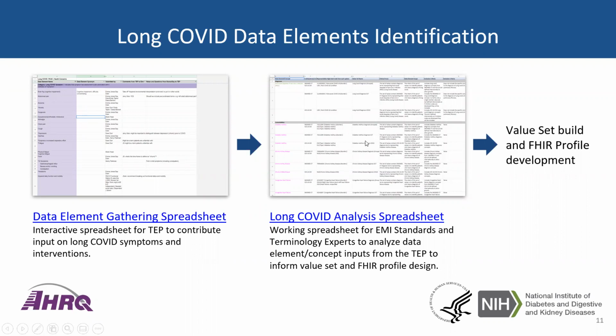Then we took those inputs and put together this long COVID analysis spreadsheet, which is done by Himali, our SME, and Gay Dolan, our other SME, who have gathered all these data concepts and organized them, found codes where the codes were appropriate, determined if a FHIR mapping would be appropriate there, and have put together the spreadsheet for review. And then the next step from the spreadsheet would be to build a value set if that's needed, or build a FHIR profile if that's needed.